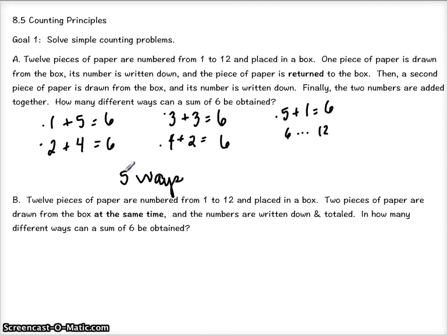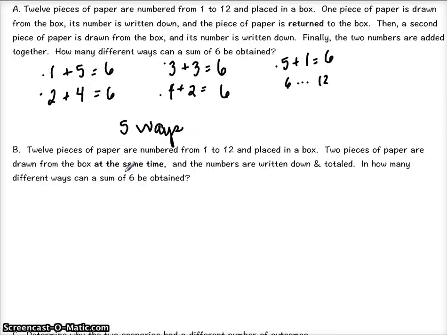Let's try a similar scenario in example B. 12 pieces of paper are numbered from 1 to 12 and placed in a box. 2 pieces of paper are drawn from the box at the same time. The numbers are written down and totaled. In how many different ways can a sum of 6 be obtained?